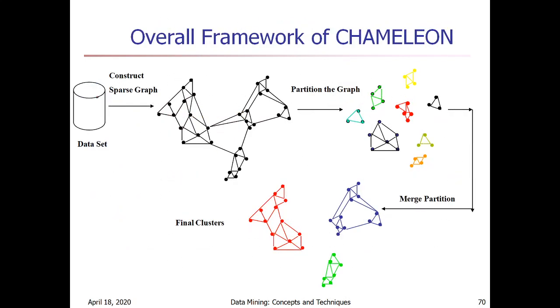Here it will take the data points and construct a sparse graph. Once the graph is formed, it will find the k nearest neighbor graph, and once that is there, it will partition the graph. Once the partitions are done, it will merge the partitions and the final clusters are formed in Chameleon. So this is about the hierarchical methods.